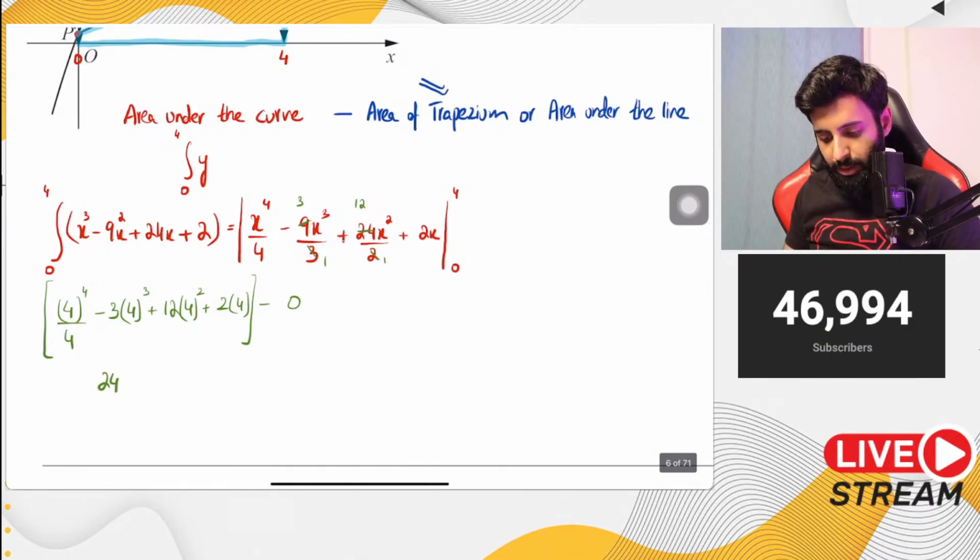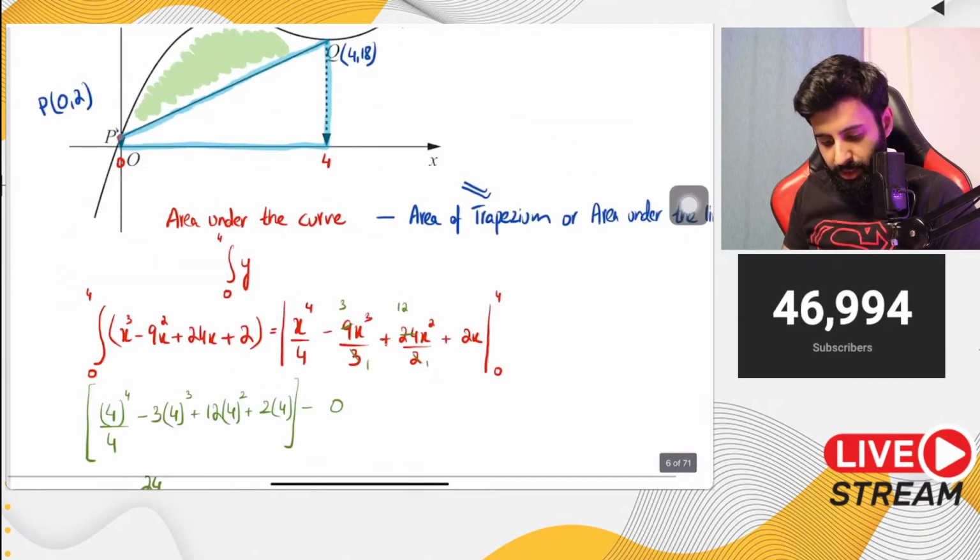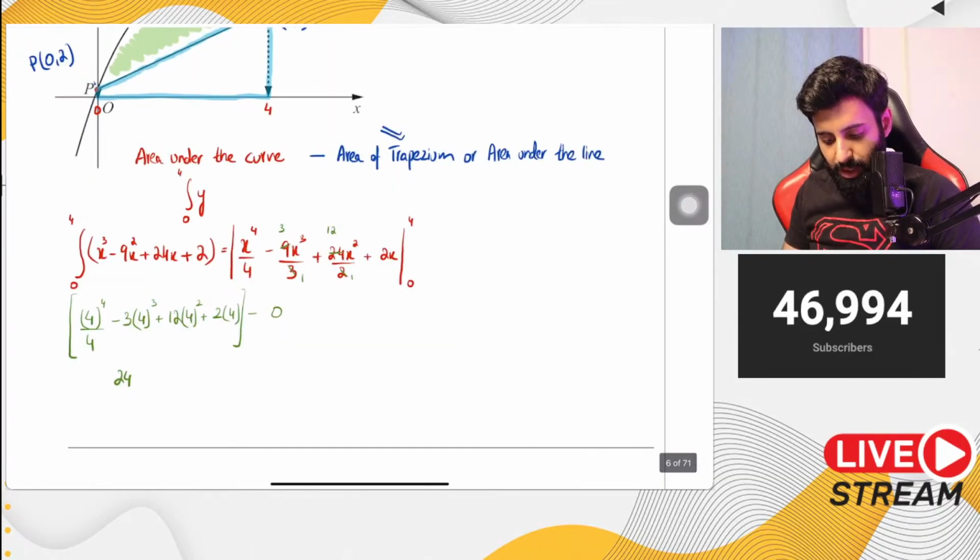Now, like I said, what I would like to do over here is check my answer. I made a video on how you can use your calculator to integrate within the limits. I'll just find it, you can find it in my shorts. So 24x plus 2 within the limits 0 and 4.